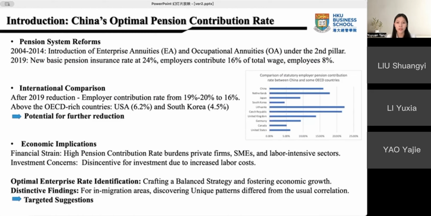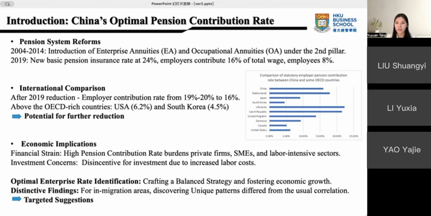Next, the optimal pension contribution rate. China introduced the enterprise and occupational annuities under Pillar 2, including contributions from both employers and employees. The enterprise pension contribution rate was cut from the previous 20% to 16% of total wage. In addition, for areas like Guangdong and Jiangsu, where rates were usually around 14%, this change actually means an increase. Compared to OECD rich countries, such as the United States and South Korea, the current rate of 16% remains high, indicating the potential for further reduction. Also, the high rate continues to impose significant labor costs on firms and disincentivize investment.